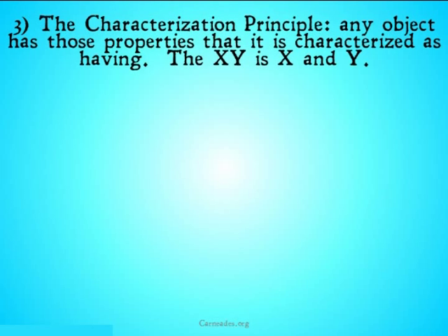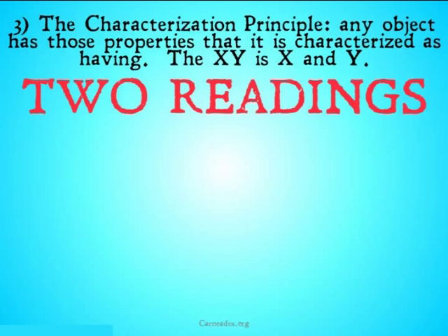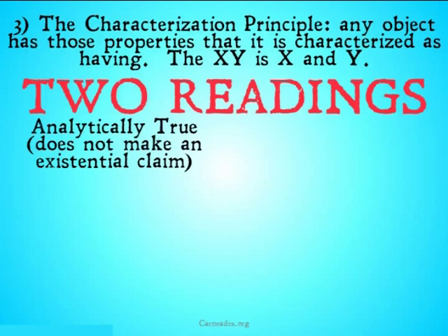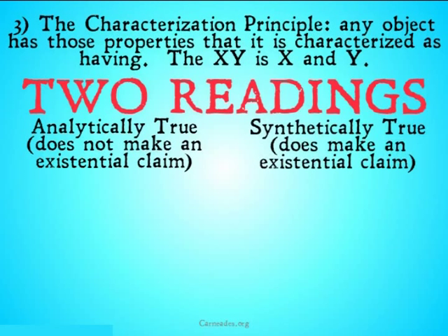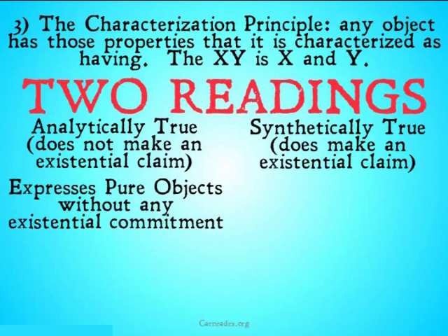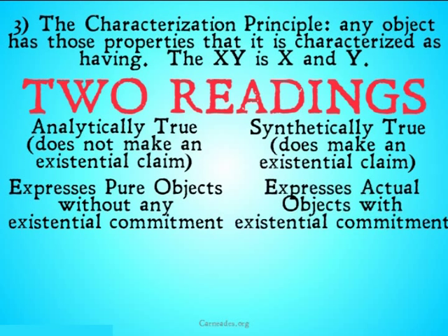Finally, one last note. When we look at the characterization principle, any object has those properties that it is characterized as having: the xy is x and y. There are two readings we can take of this statement. Either one in which it is analytically true and does not make an existential claim, or one in which it is synthetically true and it does make an existential claim. Under the analytically true version, it expresses pure objects, those objects that have non-being, without any existential commitment. Under the synthetically true reading, it expresses actual objects with an existential commitment.